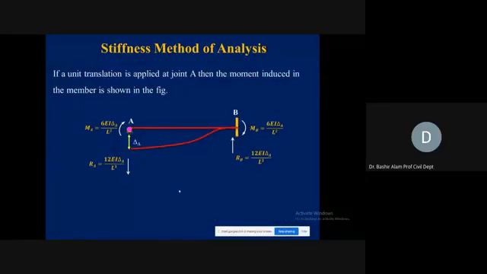Now, instead of the rotation, if at the support we provide a settlement, delta A, that is, if a unit translation is applied at joint A, then the moments induced in the members are shown in the figure. Instead of rotation we have a vertical translation delta. Because of this translation, this end will try to come back to its position. So this gives you the direction of the moment produced here. It is trying to come back to its position, so it means it is clockwise.